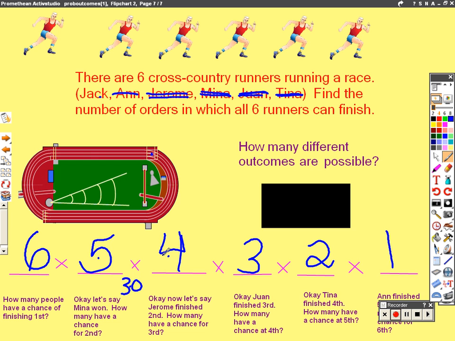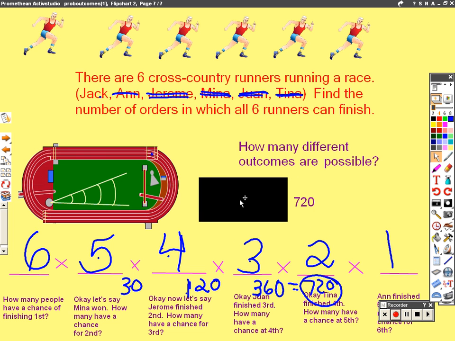30 times 4, well, 3 times 4 is 12. Power of 10, add that 0. 12 times 3 is 36. Power of 10, add that 0. If I have 2 sets of 36, I have 72. Bring down that 0. And 720 times 1 is 720. Let's see if we got it right. And yes, we did, 720.